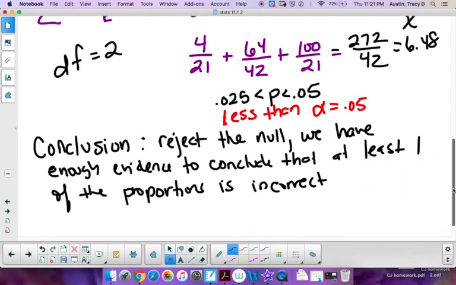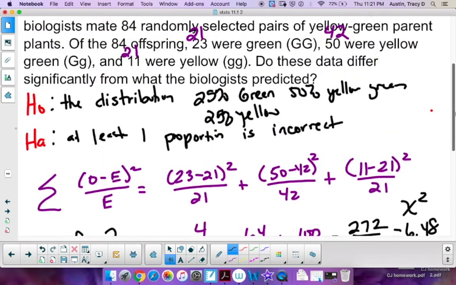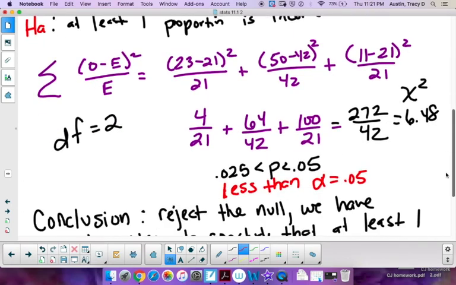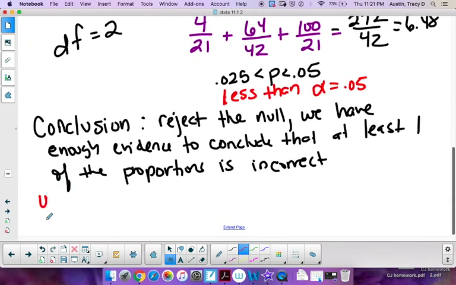Okay, so now we have to give the biggest contributor. Well, if you take a look at your observed and your expected values, which one was the furthest away? Yeah, yellow. Okay, so this is how we have to state it. Yellow was the biggest contributor.